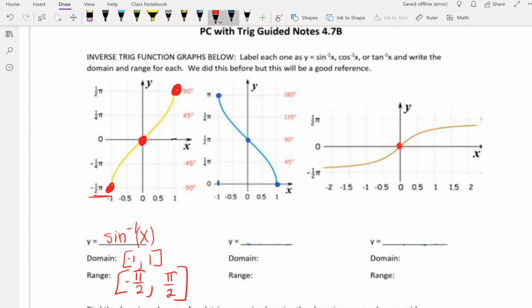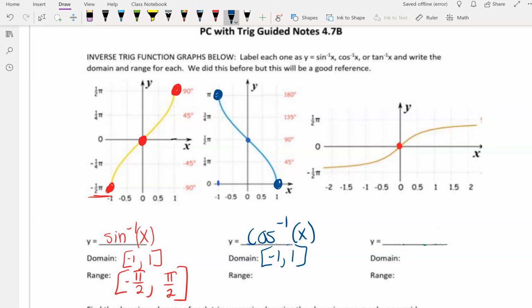All right, our next one over here is going to be cosine, because it does not go through the origin. So inverse cosine of x for that one. And then same deal, domain is how far left and right it goes. This is how far left it goes, that's -1. And it goes all the way to 1 on the right. So -1 to 1.